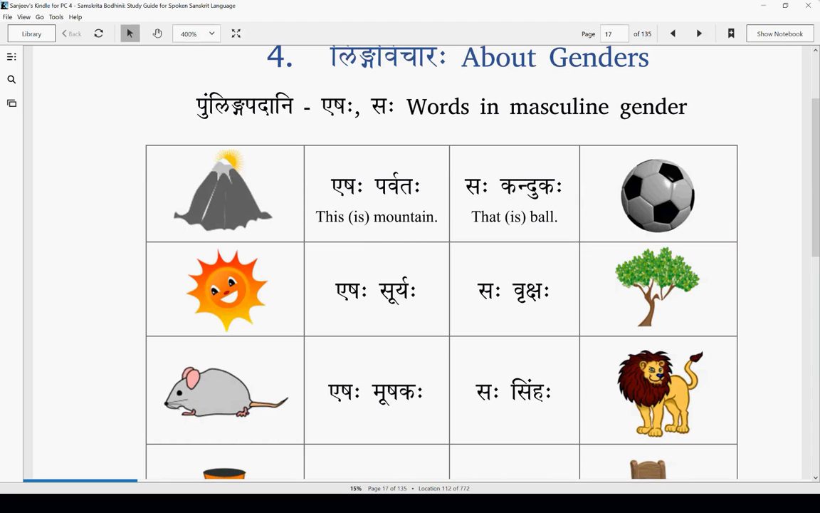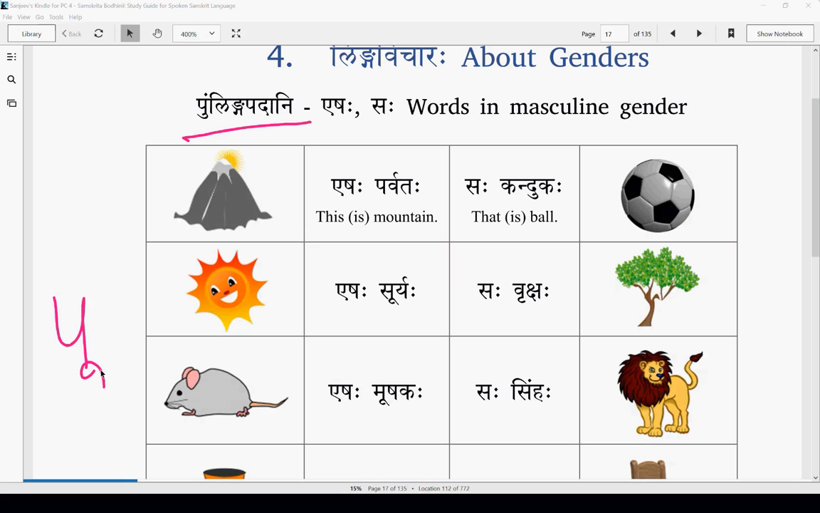Simple words in the sense the words which are ending in a and then visarga, like here Parvata and then there is a visarga ha. Parvata, Kanduka. So like this, they are ending in a and visarga. So these kind of words which are in masculine gender, we are looking at those kind of patterns first. And these are all pullinga. Pullinga is written here on the top. So just note how it is written.